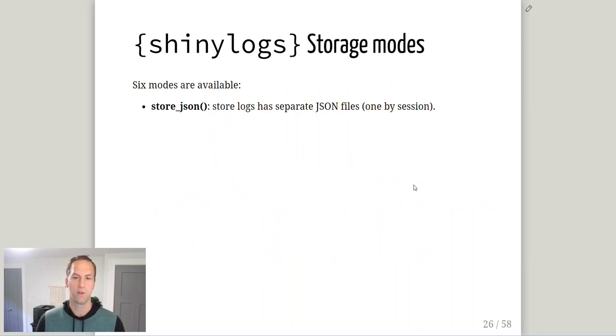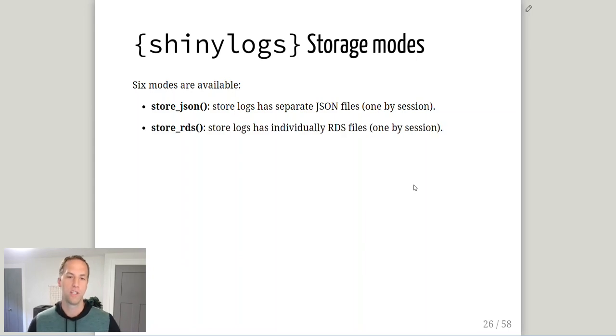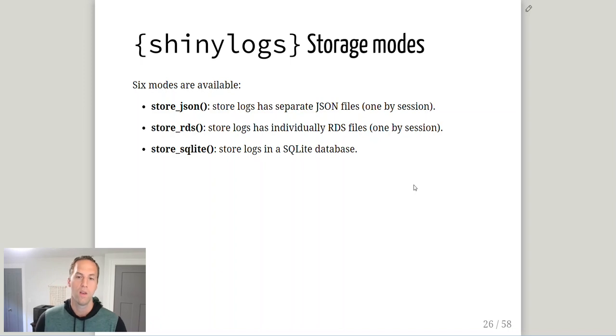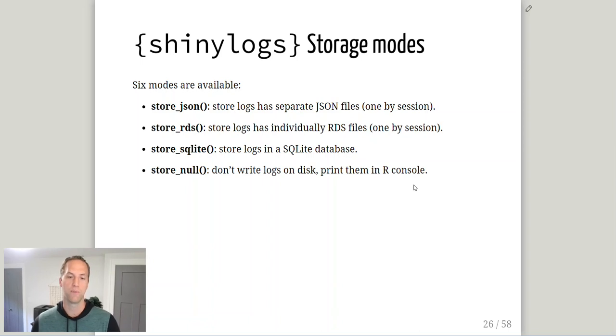Okay, so as far as storage modes go, we talked a little bit about store_json. Basically, it's going to store the logs in separate JSON files, one per session. The next storage mode is store_rds. We all know RDS files are native R data files, and you can store those one per session as well. Then there's SQLite database, which could be useful for certain deployments, and we'll talk about which storage modes are best for certain deployments in a little bit. I really enjoy using the SQL database, especially for storing lots and lots of log information.